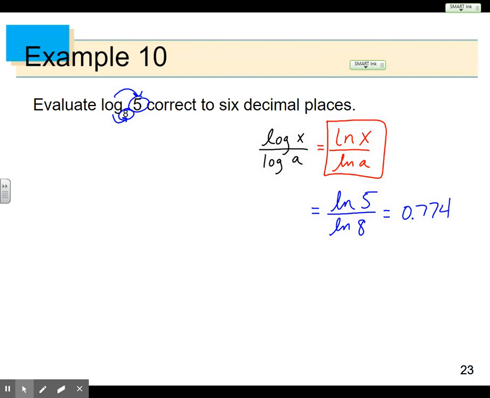If your calculator has a log base 8 button that you can go into a menu and grab, man, use it. That's fine. Oh, it says go to 6 decimal places. So we got a 3 and then a 9 and then a 7 and a 6. So that would be correct to 6 decimal places as the problem states.